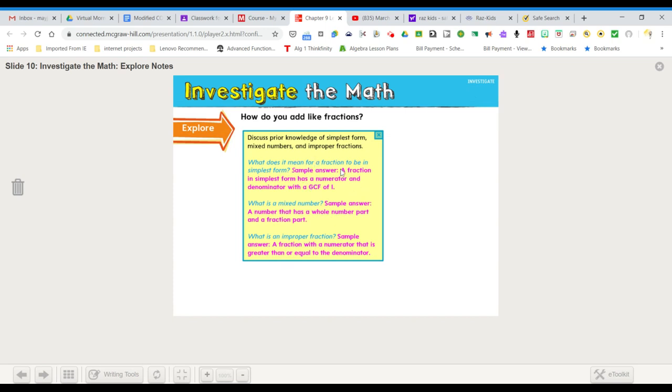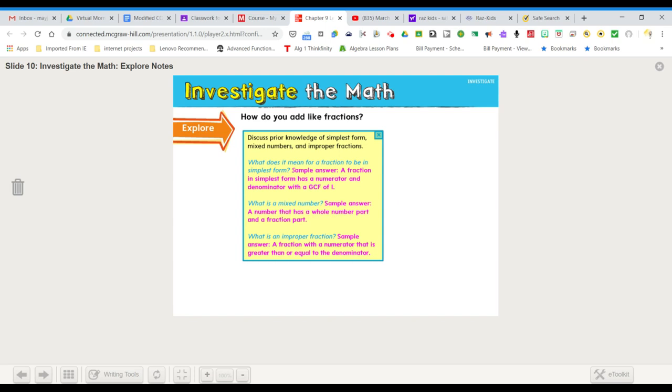It says, what does it mean for a fraction to be in simplest form? We're going to look at that. What is a mixed number? Refresh your memories on that. What's an improper fraction? So what does it mean to have something in simplest form? Remember that when the greatest common factor is 1, you're done. So you have notes on greatest common factor. You made little booklets. Hopefully those are with your things at home.